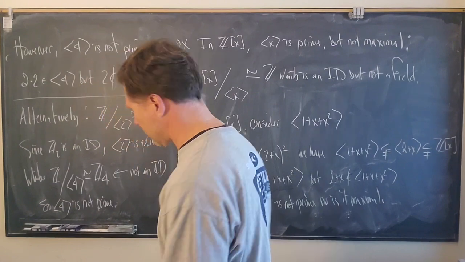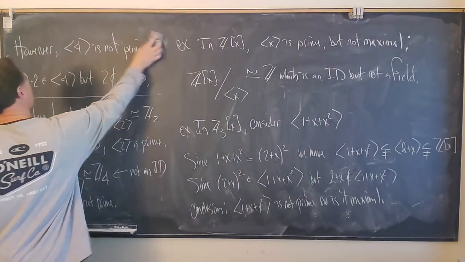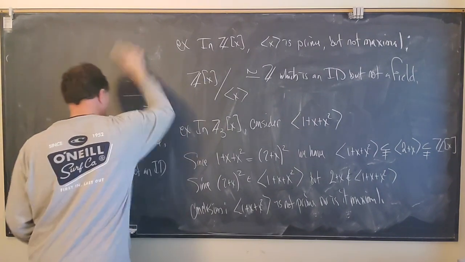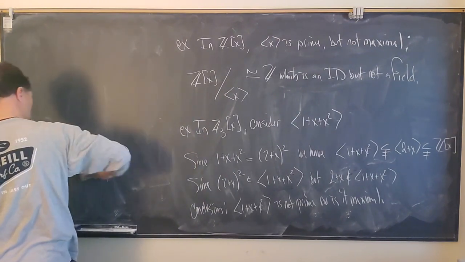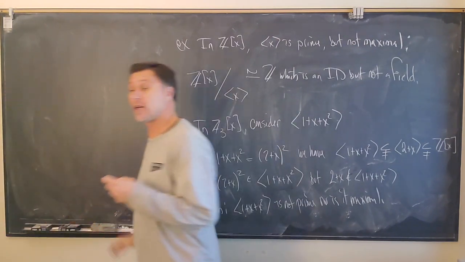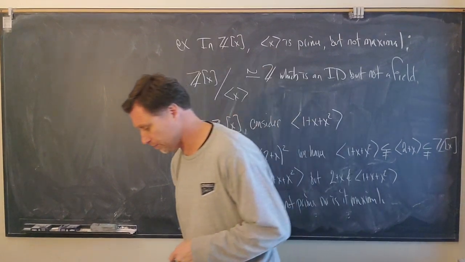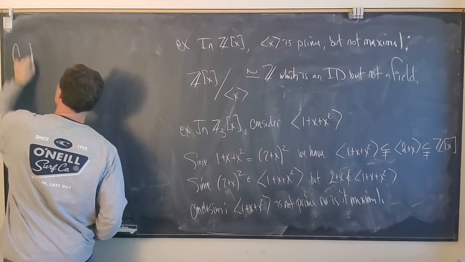In fact, one of those things we could deduce from the other, right? If it's not prime, which means that the quotient is not an integral domain, then it's definitely not a field. So if it's not prime, then it's definitely not maximal. And we can say it in the opposite direction. So let's say this as a corollary.